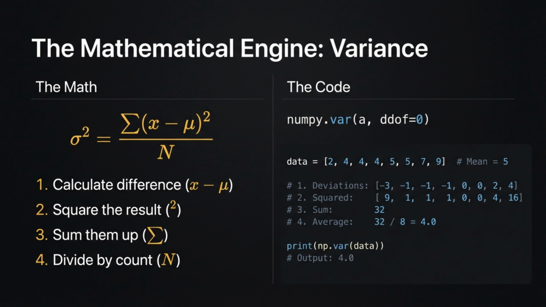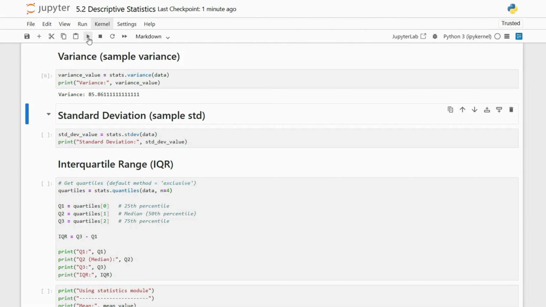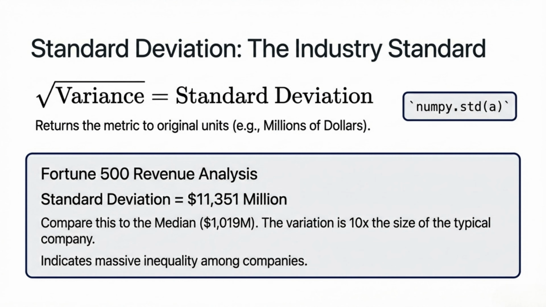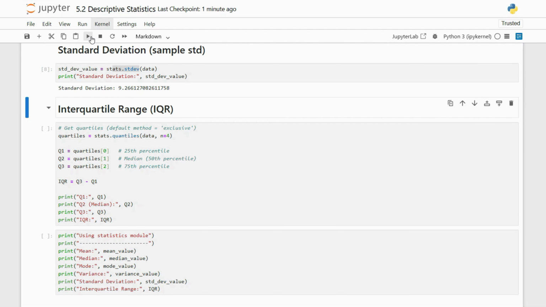Variance shows how spread out the data is. If values are close together, variance is small. If they are far apart, variance increases. Standard deviation is the square root of variance. It is easier to understand and commonly used in research and data analysis.